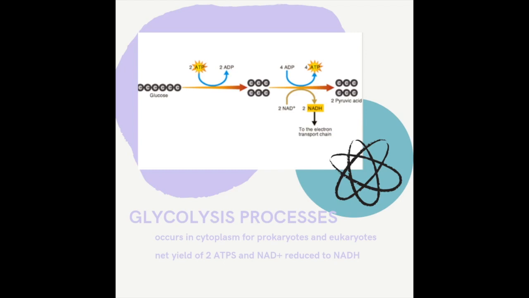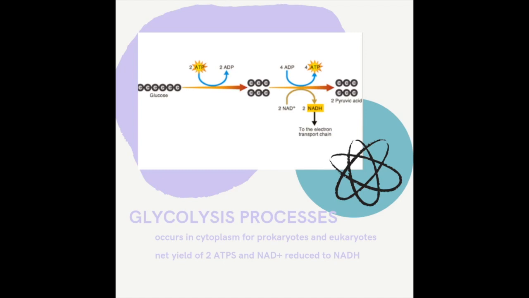Glycolysis has 10 steps, the first 5 being energy investment, where 2 ATP are broken down into 2 ADP and 2 inorganic phosphate. The last 5 steps are the energy output phase, where 4 ATP are released and NAD+ is reduced to NADH. Glycolysis occurs in the cytoplasm in both prokaryotes and eukaryotes. The products of glycolysis, NADH and ATP, are released into the cytoplasm of the cell. ATP remains in the cytoplasm as a molecule for energy storage that can be used for metabolic processes.